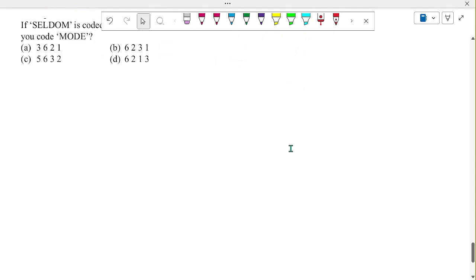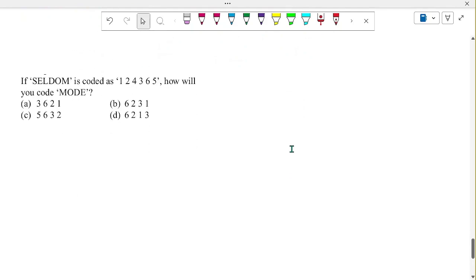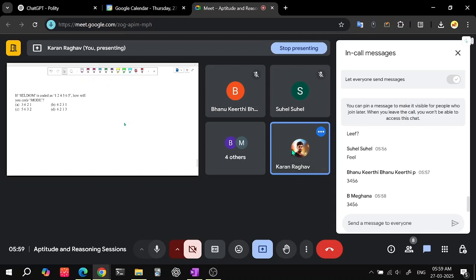Okay. And this is the last question. It is also similar. Try to tell me the answer. Option C, 5632. Yes.